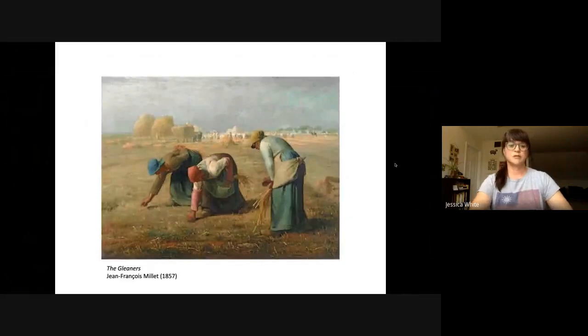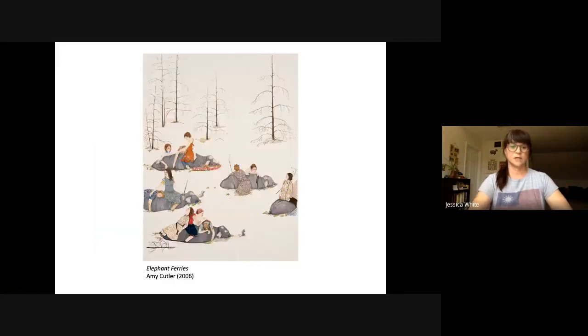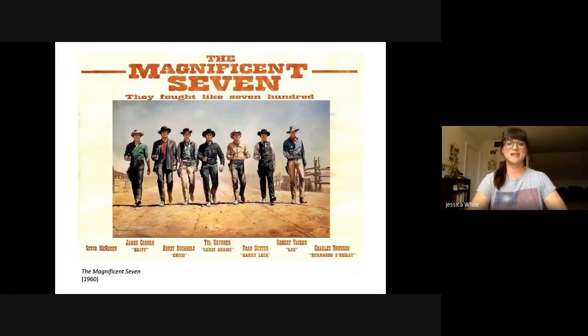The Gleaners by Jean-Francois Millet. Again, three figures in the foreground. And then Elephant Fairies by Amy Cutler, and she has created five groupings of people and elephants to break up this page and create a more dynamic and interesting composition. And then, for some reason, I keep running into these movie references. The Magnificent Seven. It just wouldn't be the same if it was the Magnificent Six or the Magnificent Eight.